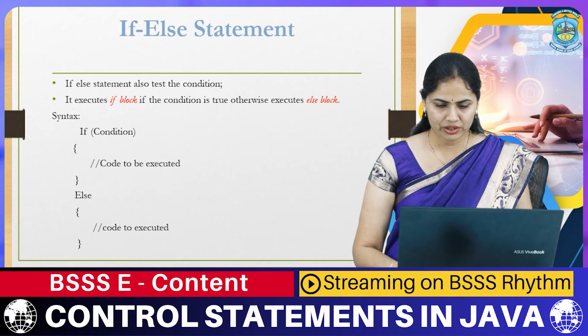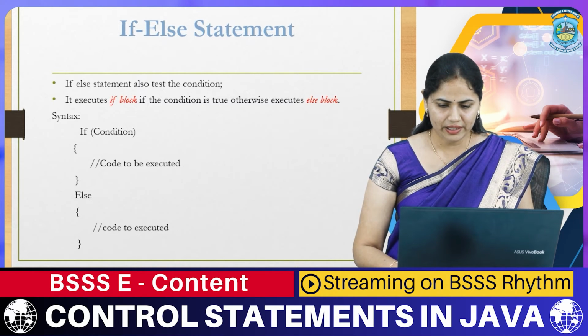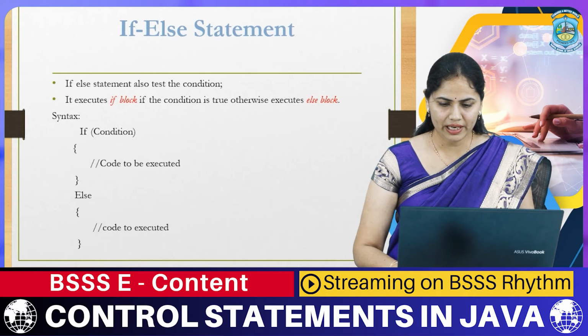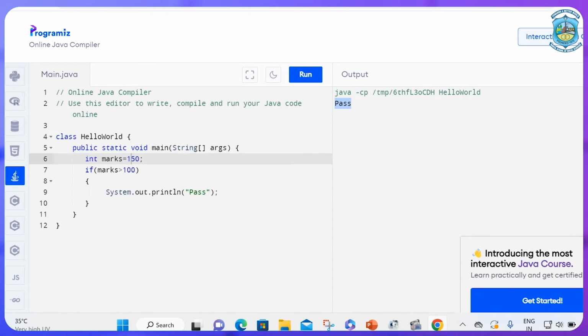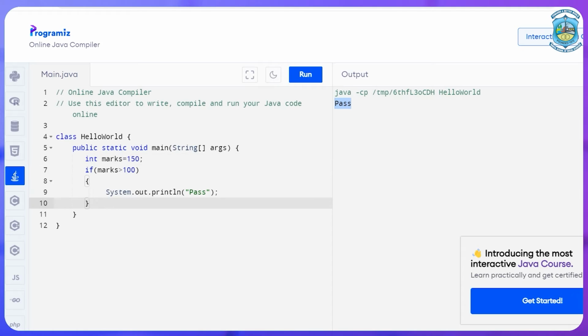Again, let us take an example and continue the same program, changing the if into an if else. Right now the condition is true. I am adding the else part also. Now in this else part, I will write fail.